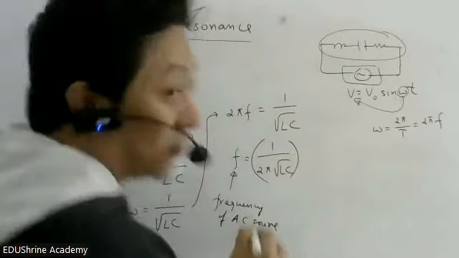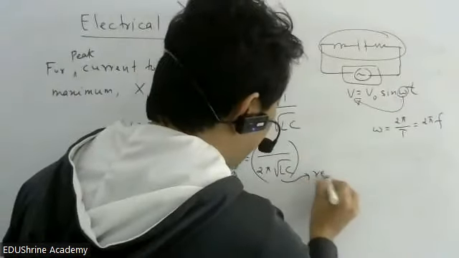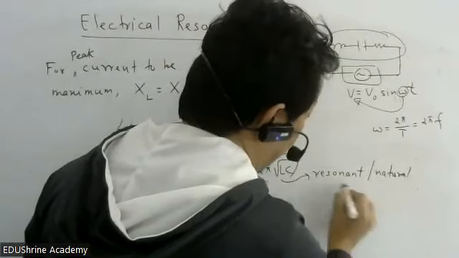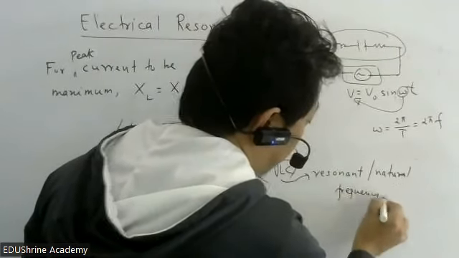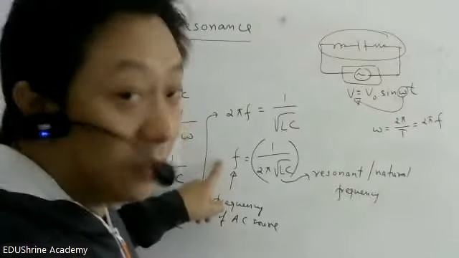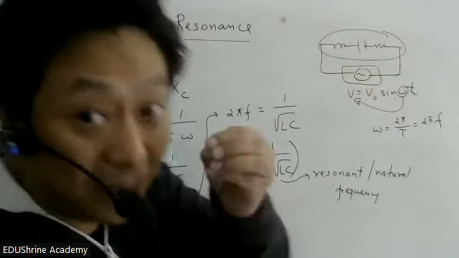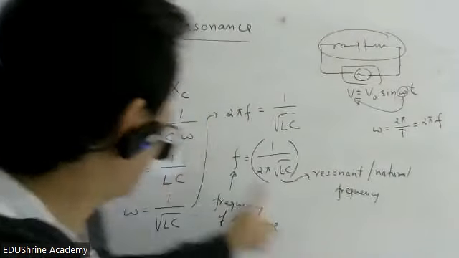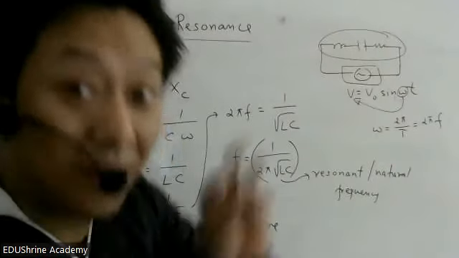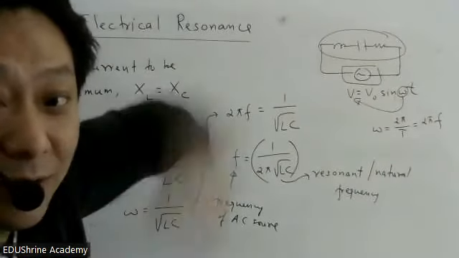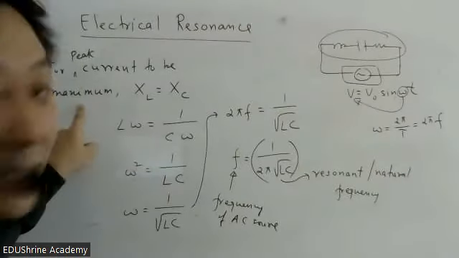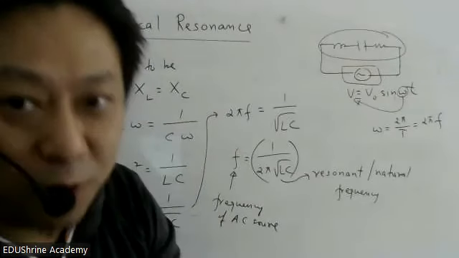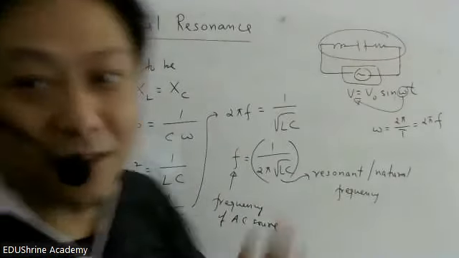And this is the frequency of the circuit, which is called resonant frequency or natural frequency. So from here, what did you learn? When the frequency of the AC source equals the resonant frequency of the circuit, then what will happen? XL will be equal to XC. Then the oscillations will have what amplitude? Maximum amplitude. Yes or no? The peak current will be maximum. And that phenomenon is called electrical resonance.